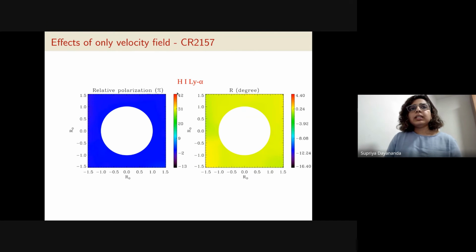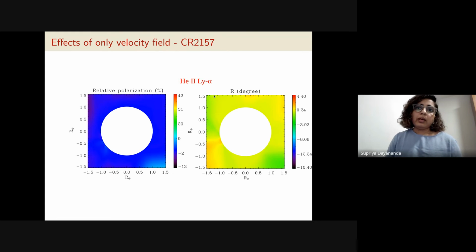Now let's include the effects of velocity fields. The much broader Lyman alpha line of hydrogen from underlying layers will be much less sensitive to the kind of velocity fields in the model. That is what you see here. There is no change in these quantities. And in the helium-2 Lyman alpha line, you see some changes, but not very significant.